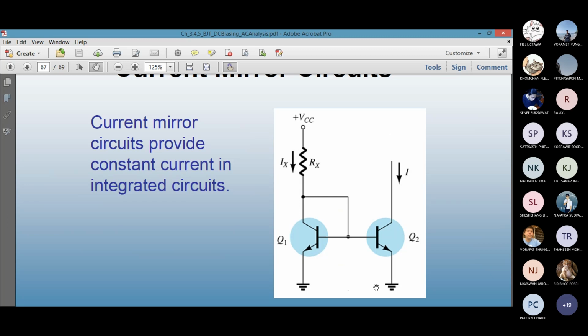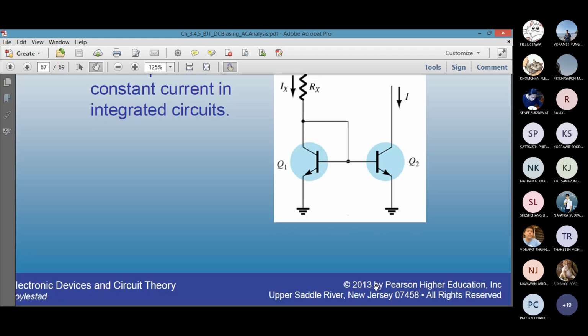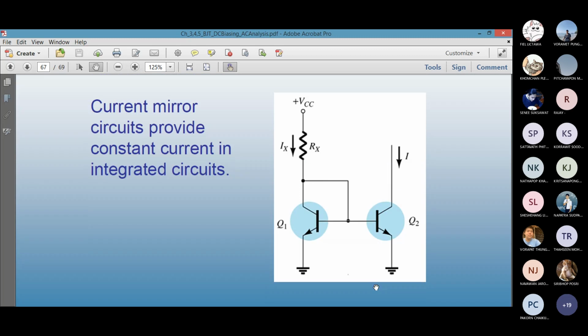I will give you a detailed explanation of how it works. You lower the input current, the output current is lowered. If you increase the input current, the output current is increased. It is VCC minus VBE divided by Rx is the value of Ix. I think you had an assignment problem, right? Current mirror.